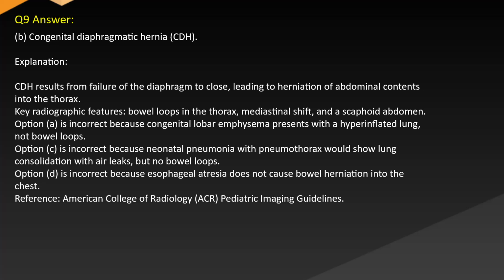Explanation: CDH results from failure of the diaphragm to close, leading to herniation of abdominal contents into the thorax. Key radiographic features: bowel loops in the thorax, mediastinal shift, and a scaphoid abdomen. Option A is incorrect because congenital lobar emphysema presents with a hyperinflated lung, not bowel loops. Option C is incorrect because neonatal pneumonia with pneumothorax would show lung consolidation with air leaks but no bowel loops. Option D is incorrect because esophageal atresia does not cause bowel herniation into the chest. Reference: American College of Radiology, ACR Pediatric Imaging Guidelines.